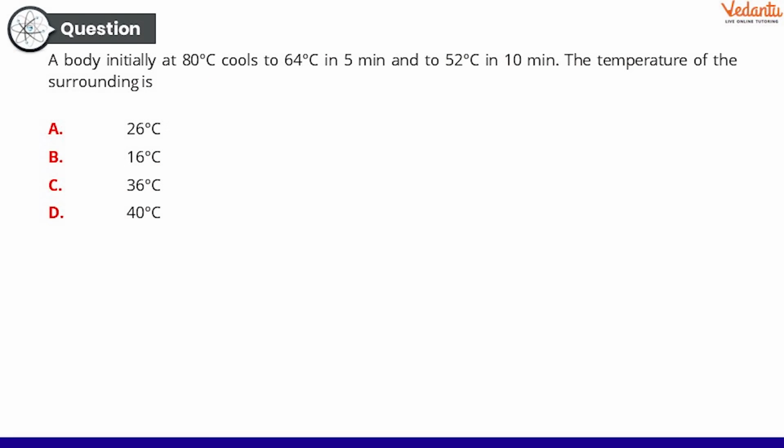Okay, the question looks really easy right now, but as we always say, the question is always simple, the answer is the difficult one. Anyways, question number 3. A body initially at 80 degrees Celsius cools to 64 degrees Celsius in 5 minutes and to 52 degrees Celsius in 10 minutes. So, the temperature of the surrounding is how much?